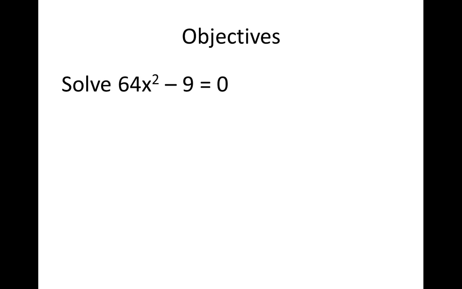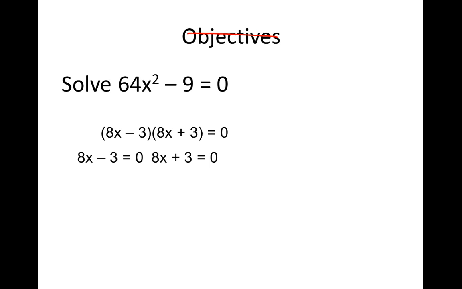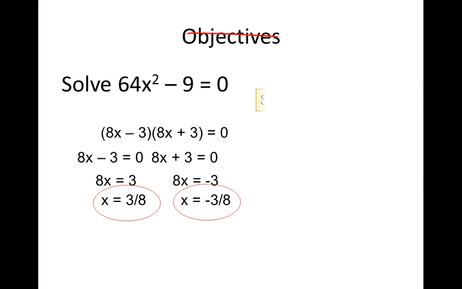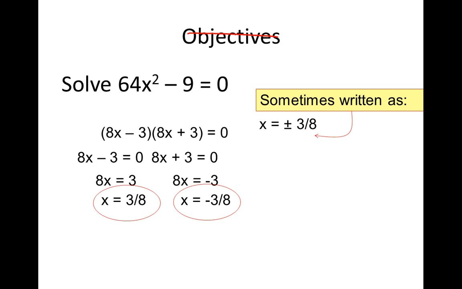64x squared minus 9 equals 0. So now we are actually trying to solve. We can factor this: 8x minus 3, 8x plus 3 equals 0. And it's the same properties we've had when solving equations before. Set it to 0, factor it, set each factor equal to 0, and then solve each of those for x. 8x equals 3, x equals 3/8. Subtract 3 from both sides, x equals negative 3/8. Sometimes this is written as x equals plus or minus 3/8. So just nice and compact. Math folks love things compact when they're off only by a sign. One's a positive, one's a negative.